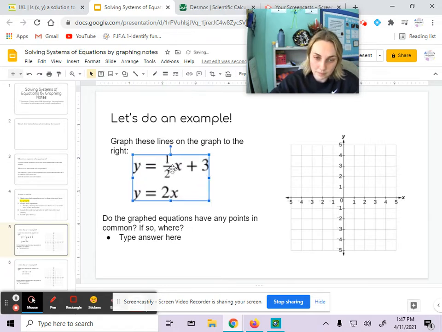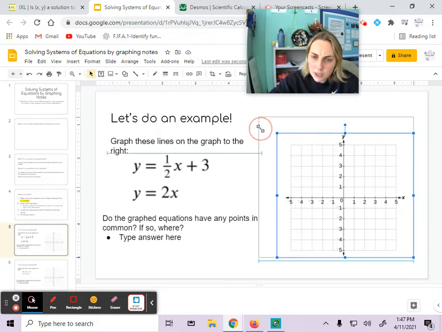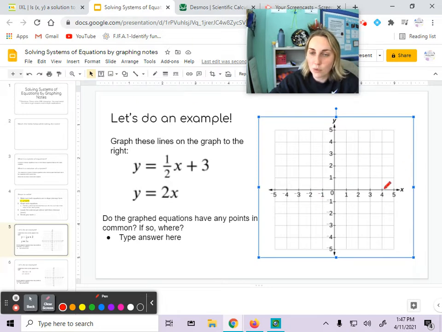So the first step, we're going to graph this first one, y equals 1/2 x plus 3, and I'm going to use my pen for this. I'm going to use this over here, and y'all are going to use it too. I'm also going to make it bigger. Alright, so what I'm going to do is plot points, and then make a line that will go through the equation, and that's what y'all are going to do on your side.